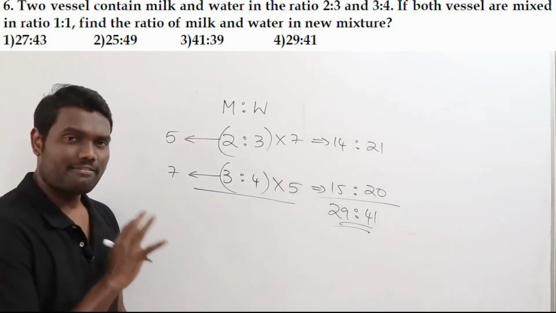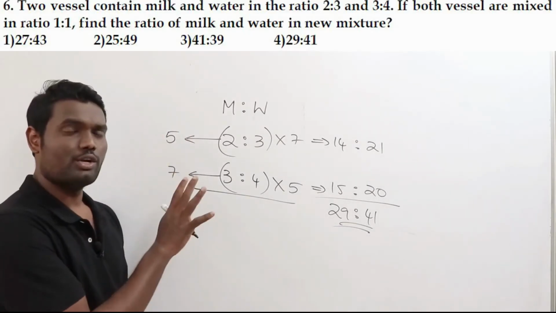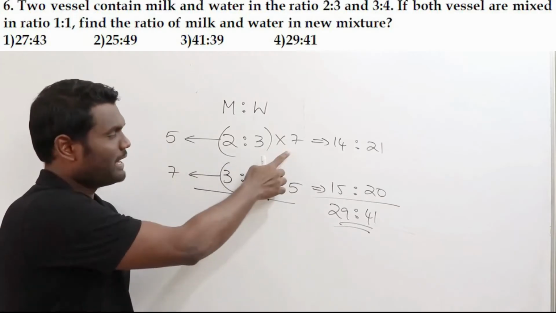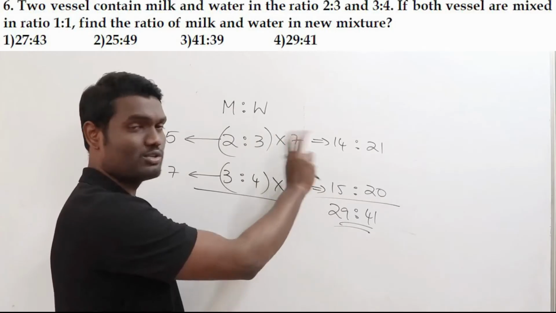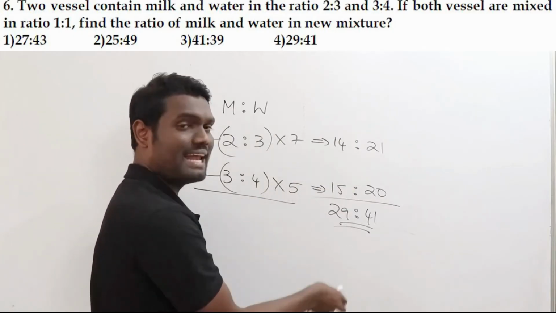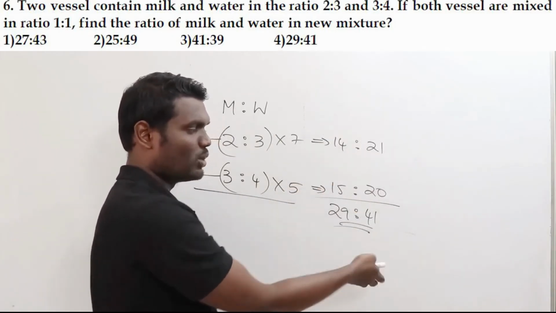Simple. Even if they're different, it's simple. You can take the LCM, or you can do below parts multiplied above, parts multiplied below. Once you do the calculation, you come across the same values. Once they're the same, you can directly add them. Directly add milk, directly add water. So the ratio will be 29:41.